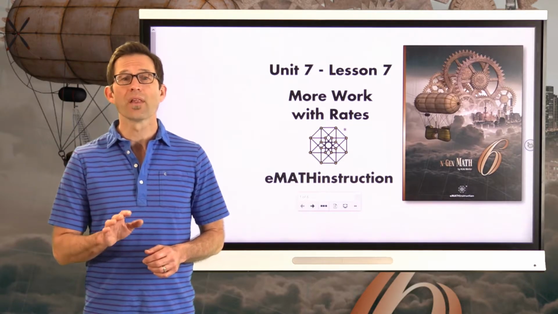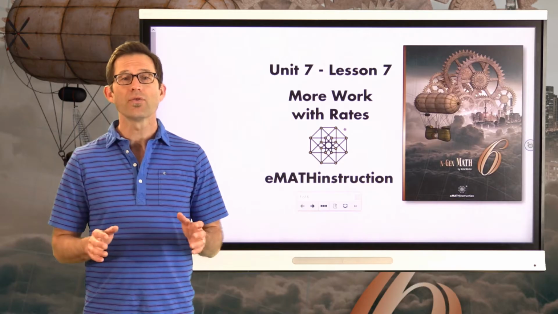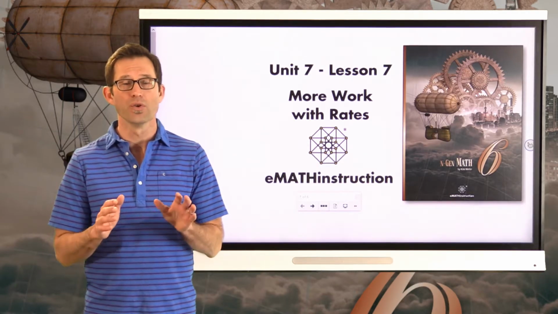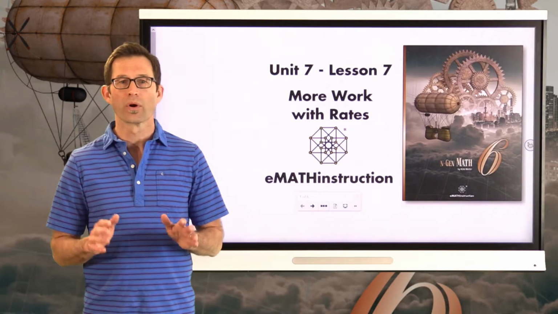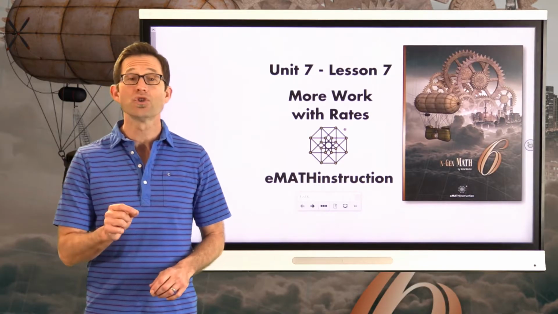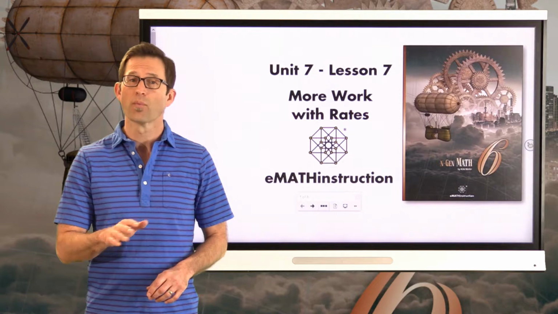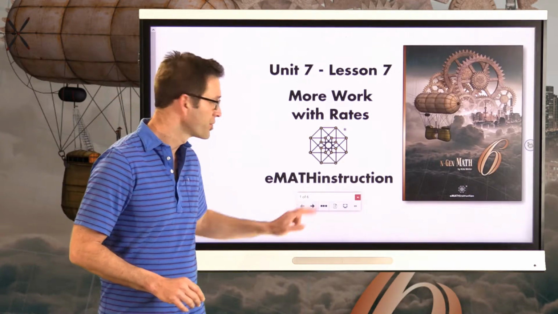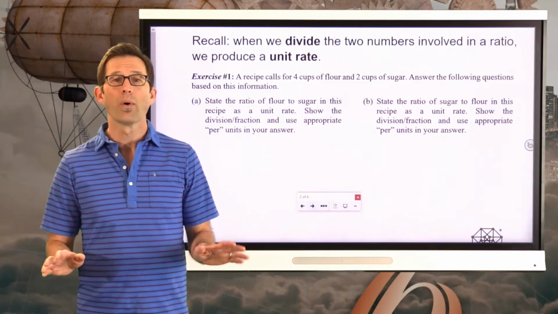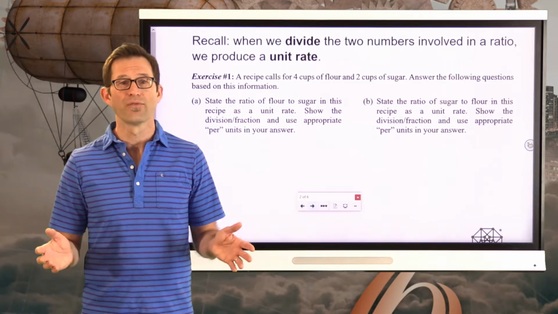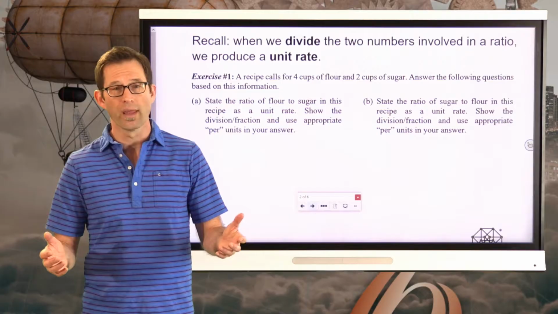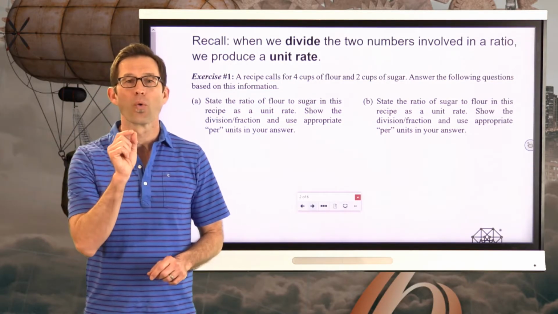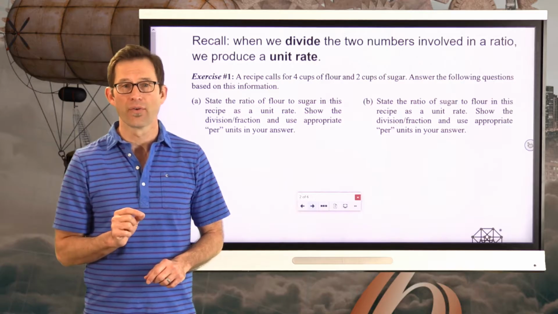All right, so in the last lesson, we introduced the idea of how to convert a ratio into what's known as a unit rate. And we're going to be just working with that a bunch today. So let's jump right into our first problem where we're going to review many of the important ideas from the last lesson. Recall when we divide the two numbers involved in a ratio, we produce a unit rate. And this idea is that we're getting how much of one quantity per one unit of the other quantity.